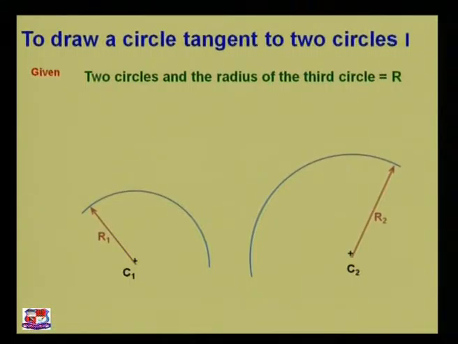First of all, we have got two circles. We have got center C1. The radius of the circle with center C1 is R1. Over here, as you can see, the center is C2 and the radius is R2. Now we need to draw a third circle whose radius is equal to r.